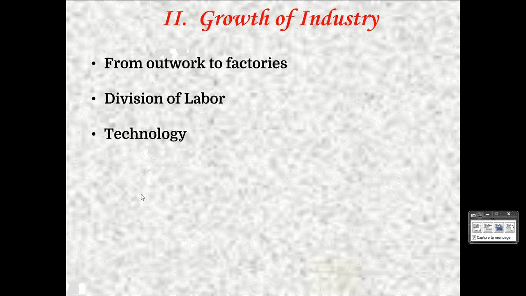By the time we get to the 1820s and 1830s, a lot of outwork is being centralized in one location, in factories. In factories, we begin to see the mass production of items, and instead of one person doing all of the work, what we're going to see is a division of labor in these factories. Now one person is just responsible for one part of the job. Technology is absolutely crucial to this.